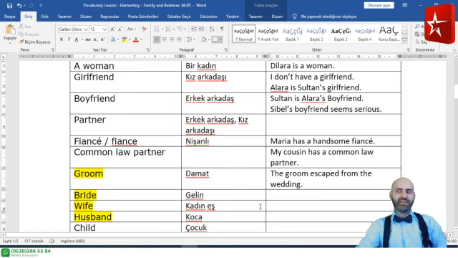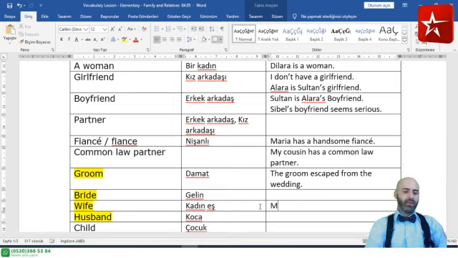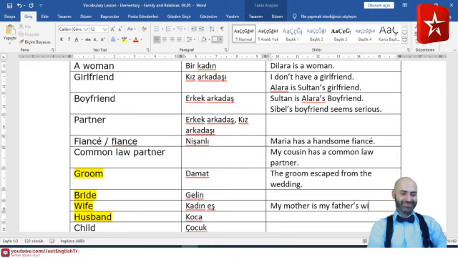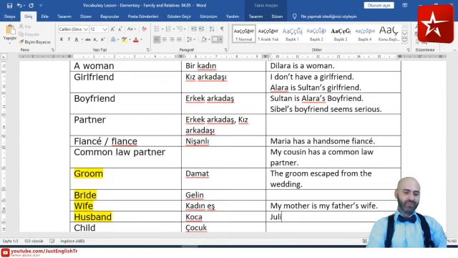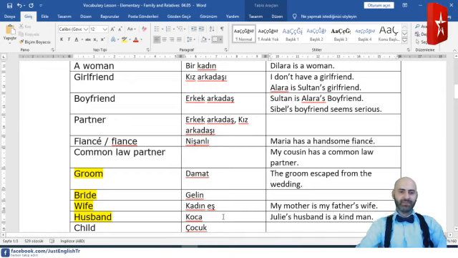I will write a sentence like this. My mother is my father's wife. This is totally true. My mother is my father's wife, and we have a sentence about husband from Julie. Let's write it. Julie's husband is a kind man. Very good. Thank you, Julie.